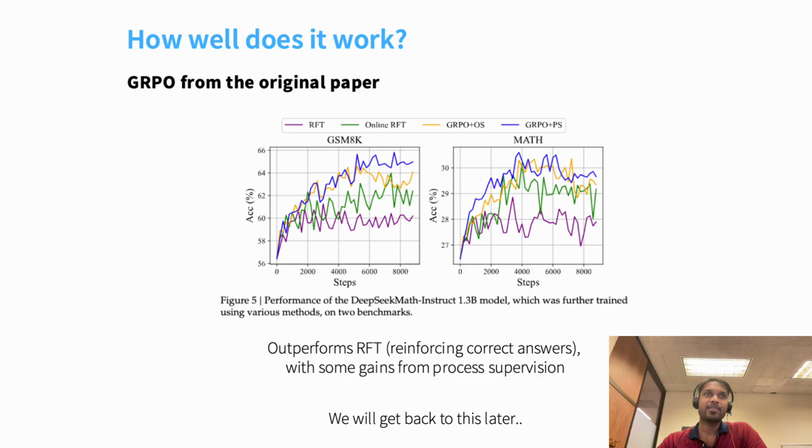These two variants are found to be better than RFT, wherein they train on rollouts for which the policy got the answer correct. They also find that process level rewards help as compared to outcome level rewards.